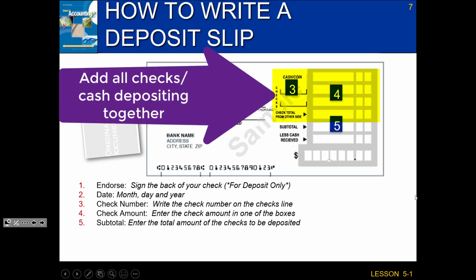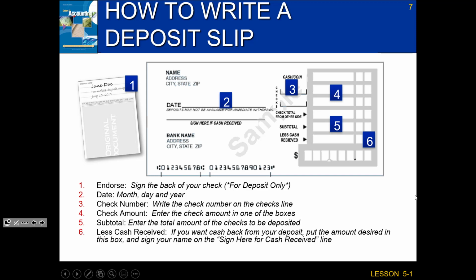After that, you'll put the amount in of the check that you're receiving, and then you'll do a subtotal. So if you had more than one check, you'd add them together, and that would include your subtotal. Then you can decide if you want cash back. So if I'm going to the bank and I have $200 worth of checks to deposit, but I want to take 50 of that out in cash, that's where I would put that $50 in.